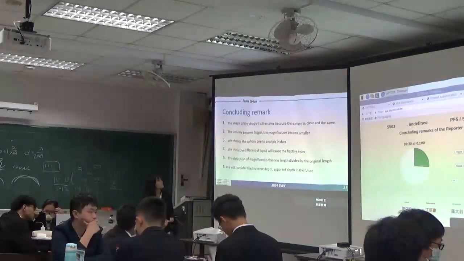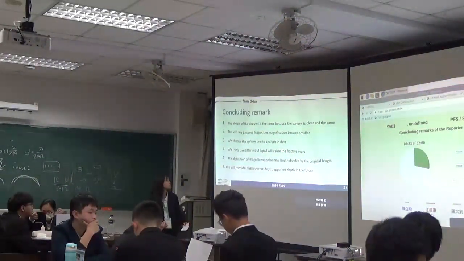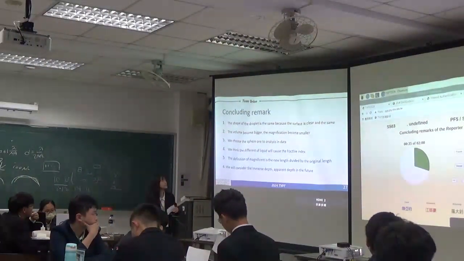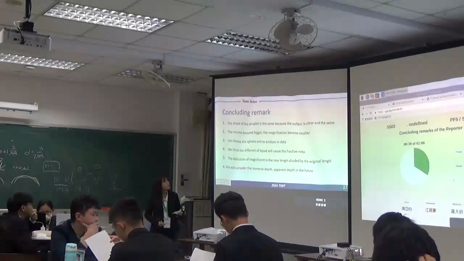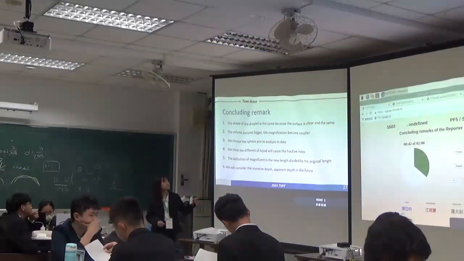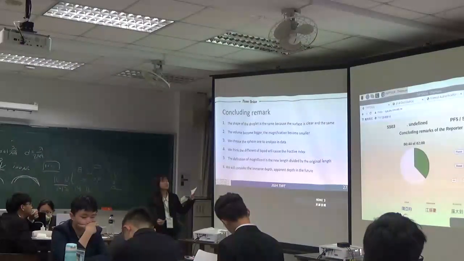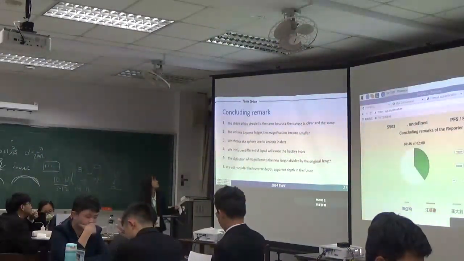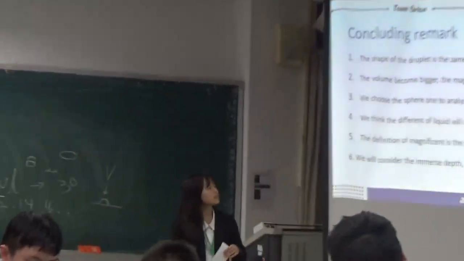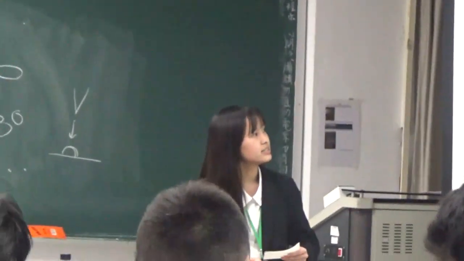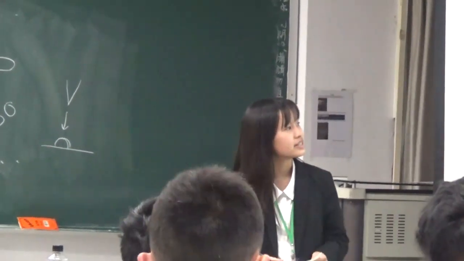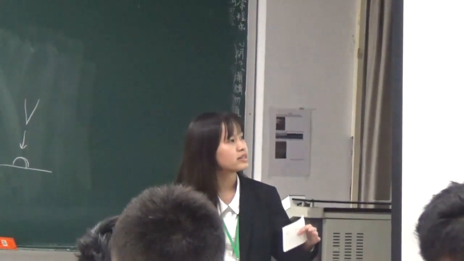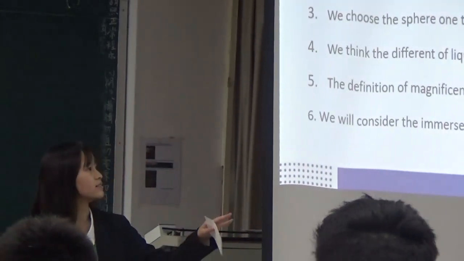We choose the severe one to analyze in data, so the severe will make sure that each one is extremely similar. And the fourth, we think the difference of the liquids will cause the refractive index to be different, so it will influence the results. And five, we did talk about the definition of the magnification. That is the new length divided by the original length of the object and the image.